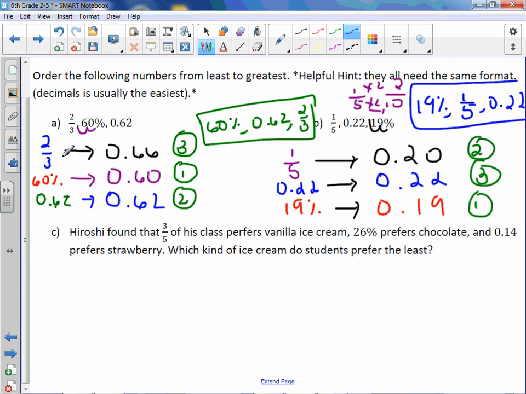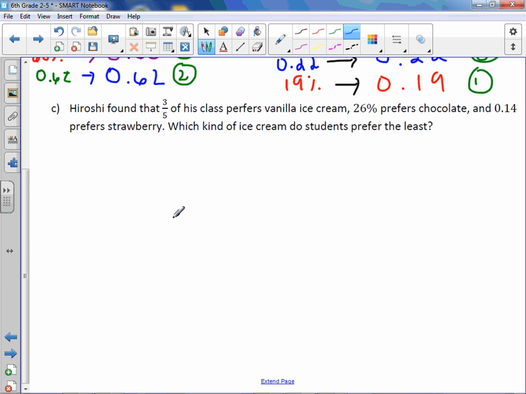Letter C. Hiroshi found that 3/5 of his class prefers vanilla ice cream, 26% prefers chocolate, and 0.14 prefers strawberry. Which kind of ice cream do students prefer the least? So in this question, we're not actually finding the order, but we need to know the smallest amount. So we're going to start the same way, we just have a little bit less work to do. We have 3/5, we have 26%, and we have 0.14. And we need to change all of these to decimals.